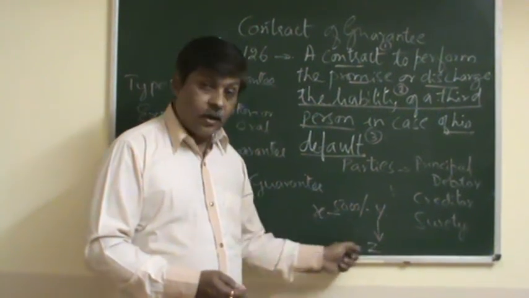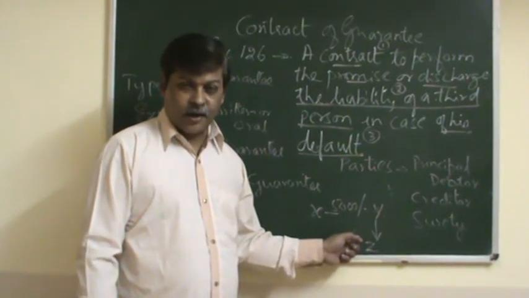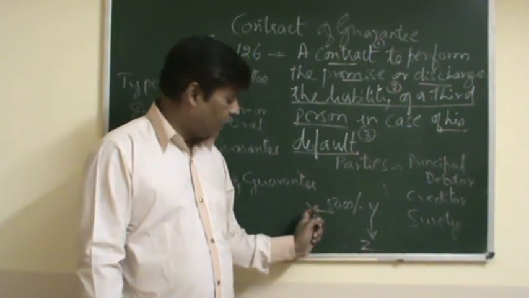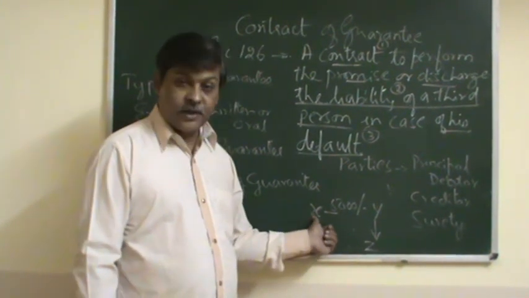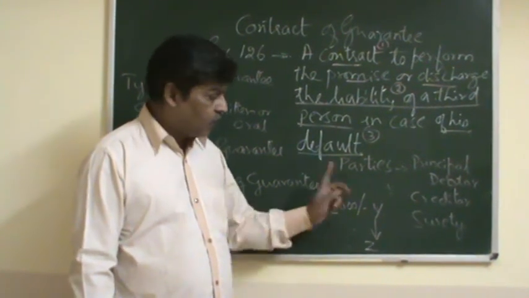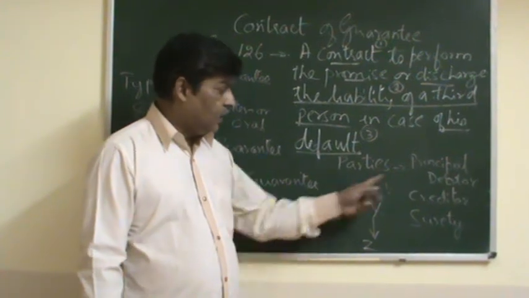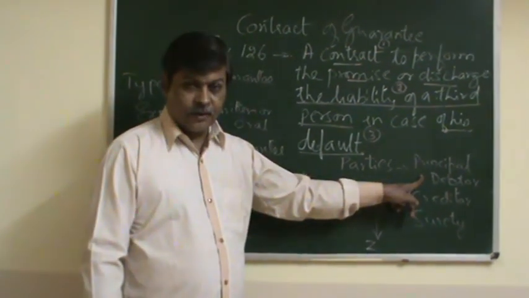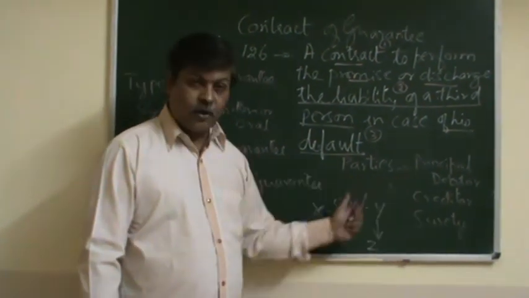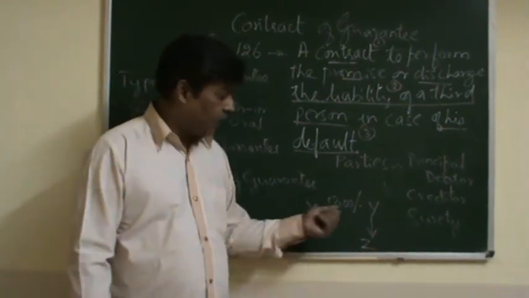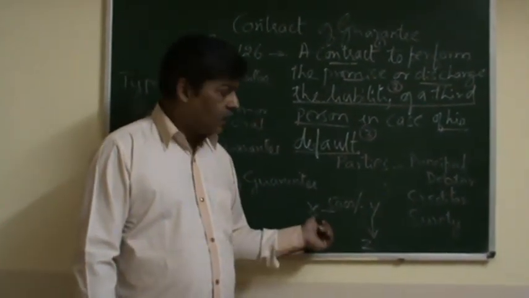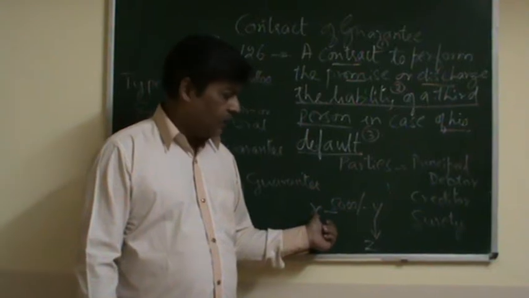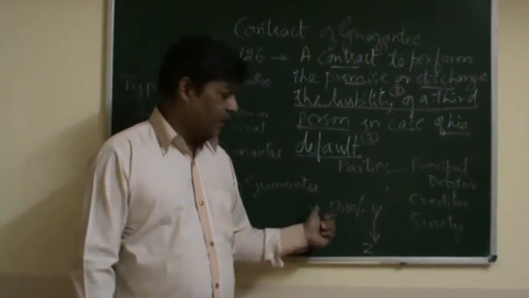There are three parties involved in a contract of guarantee: X, Y, Z. Who is X? A specific name is given to him. X is the principal debtor. He has borrowed the money from Y. He is called the principal debtor, the one who has taken the debt.